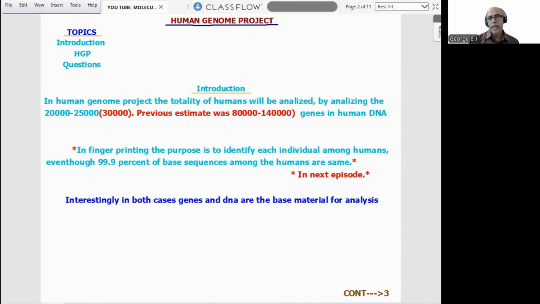But in fingerprinting, among the total humans, how can we identify an individual? Remember, even though 99.9% of the base sequence among humans is the same, that is what is analyzed in Human Genome Project. In fingerprinting, the difference of each individual will be analyzed, and that we will do in the next episode. So I think you got what is Human Genome Project and what is fingerprinting. In both cases, genes and DNA are the base material, so many steps will be common and somewhere in between some deviation will be there, because the aims will be different. So we can now concentrate on Human Genome Project.